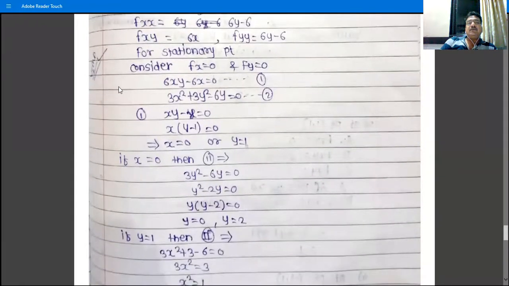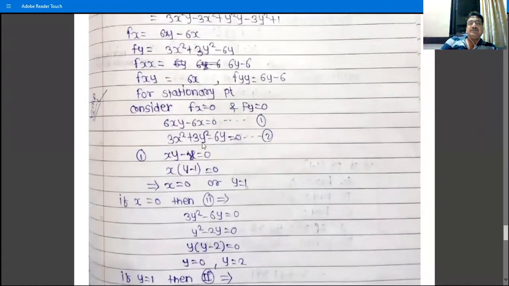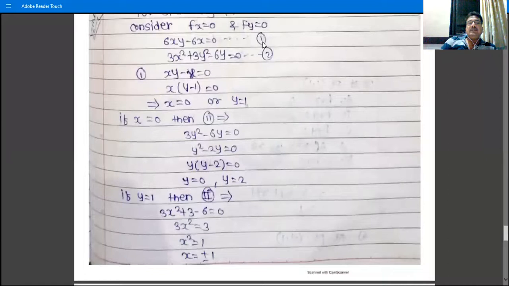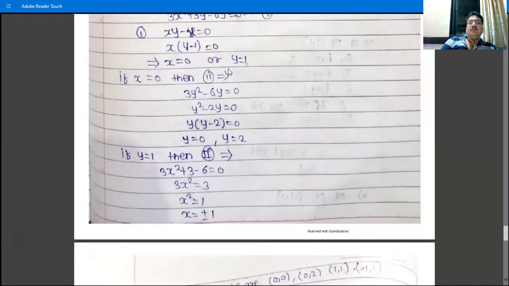Then for stationary points, consider the equations f_x = 0 and f_y = 0. That is, this is equal to 0 and this is equal to 0. These are equation numbers 1 and 2. Solving these equations 1 and 2. From equation 1 we have x into (y minus 1) dividing by 6. Then take x as common: x(y - 1). Then x is 0 or y minus 1 is 0, which means y is 1.